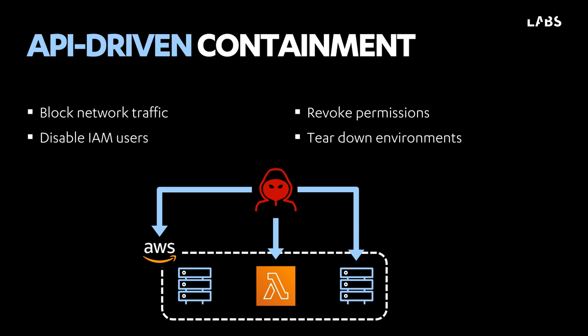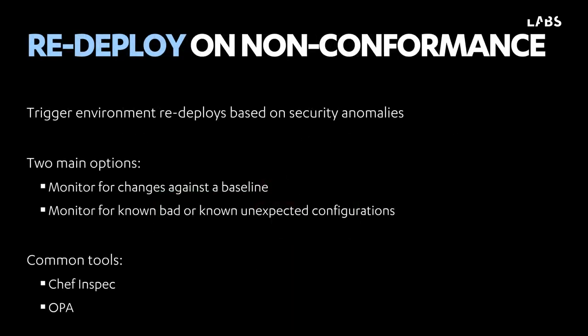That's quite a powerful idea that I think we're going to see a lot more of in the cloud going forward. Lastly, you can redeploy on non-conformance. What we mean by this is monitor the state of your environment for drift against a baseline or for things that you know are bad. If you know you don't use IAM users, then suddenly some IAM users turning up is probably a bad thing. Things like this. We can monitor for these and automatically redeploy the environment when bad things happen.